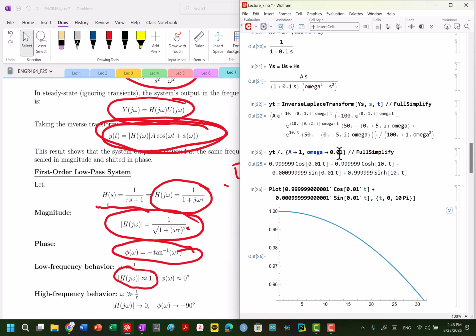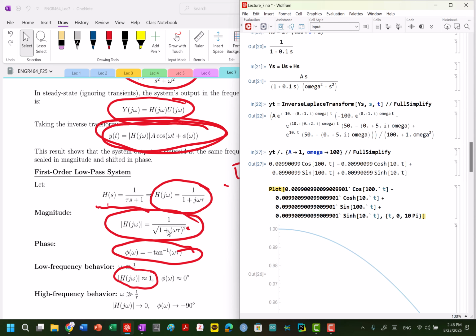Now, what happens if I increase the frequency dramatically? Let's say I go to 100. So now here's my response. And we can predict what's going to be here. If my omega increases, the H should be close to 0, and the phase lag should be close to basically minus 90. So I'm going to get rid of this again.